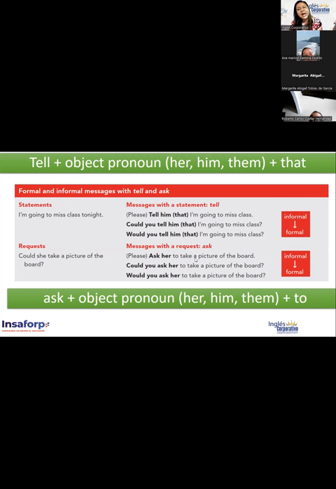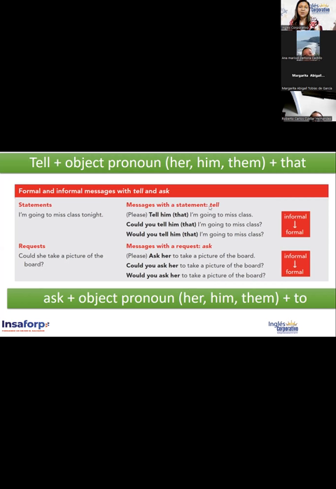Ask her to take a picture. Could you ask her to take a picture? Would you ask her to open the window? Could you ask her to call me back? Could you tell him to wait for me at the bus stop? Could you ask the teacher to share the information?